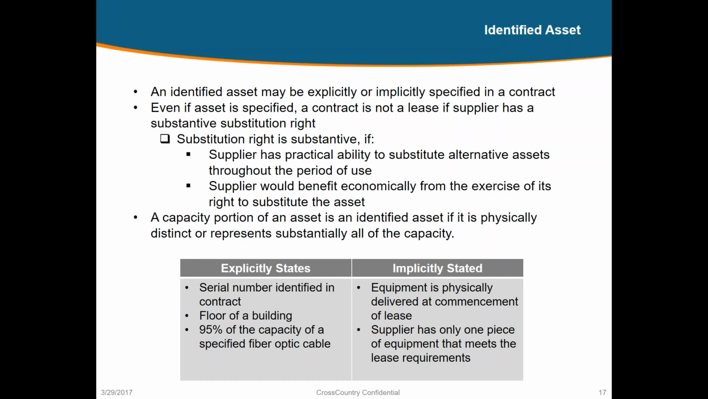The definition of an identified asset is largely unchanged from Topic 840, although a capacity portion only needed to be for more than a minor amount of the output under Topic 840, while it must be for substantially all of the output of an asset in order to be a lease under Topic 842.